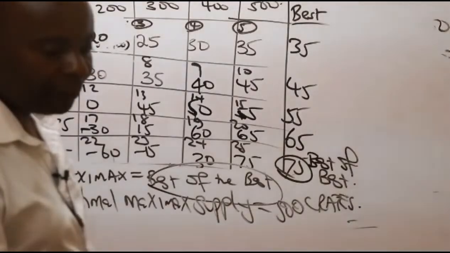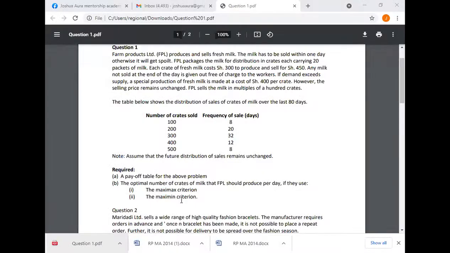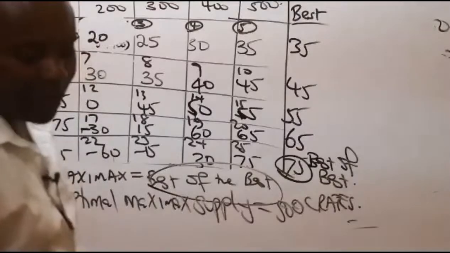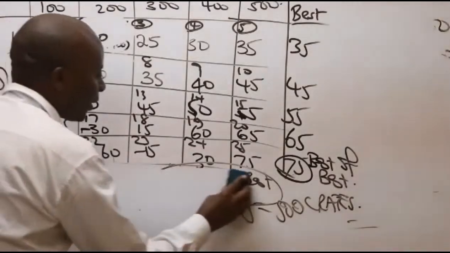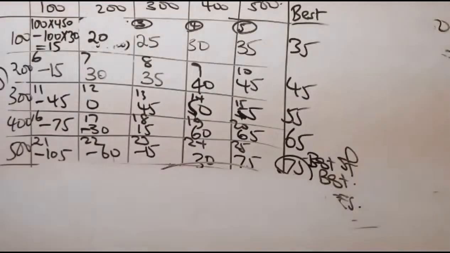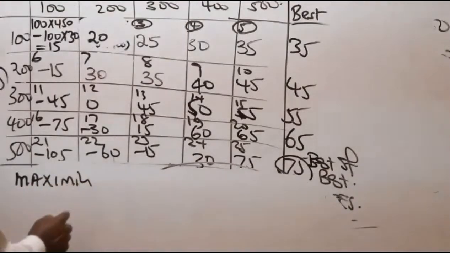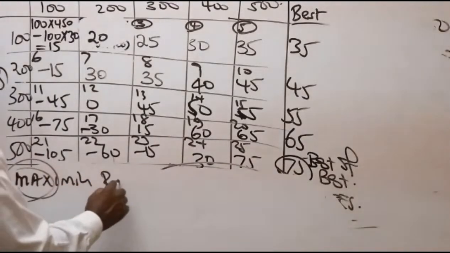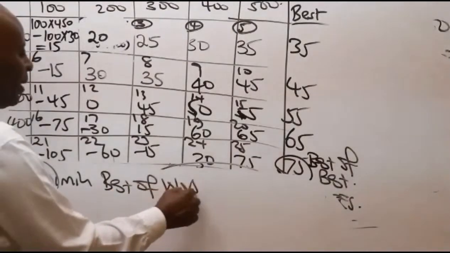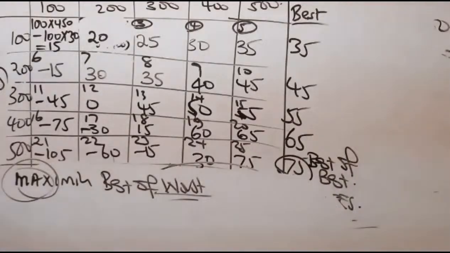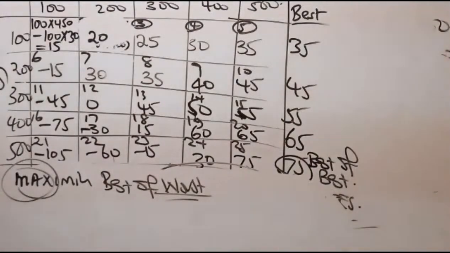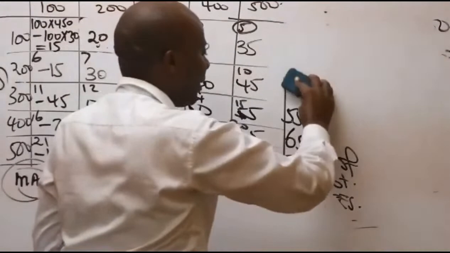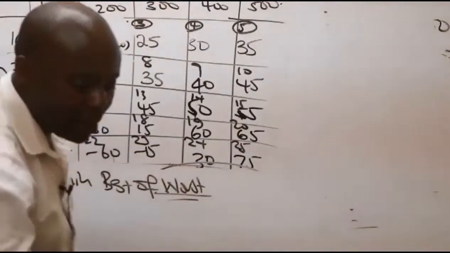And then, ladies and gentlemen, we have the last one here. The last one here is the maximin criterion. So for maximin criterion, what do we have here? I know that maximin is best of the minimum, best of the worst. Like that. And then, ladies and gentlemen, what I'm supposed to come and do is to create a column here for worst.